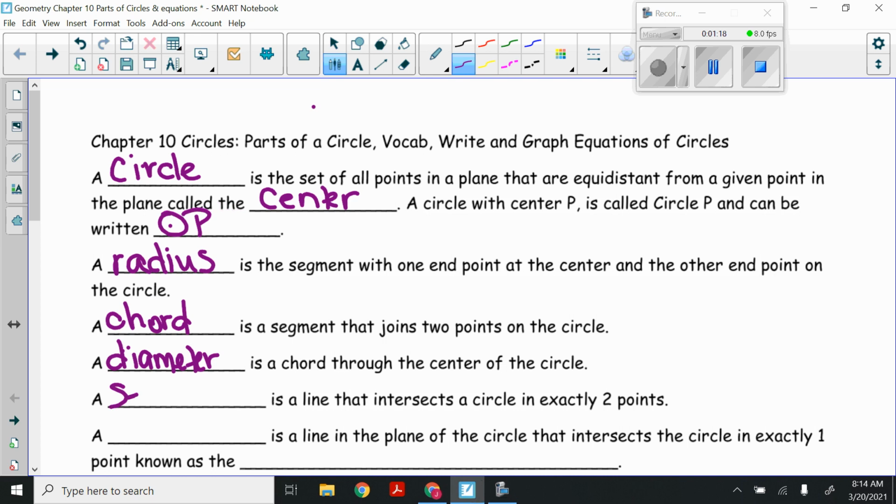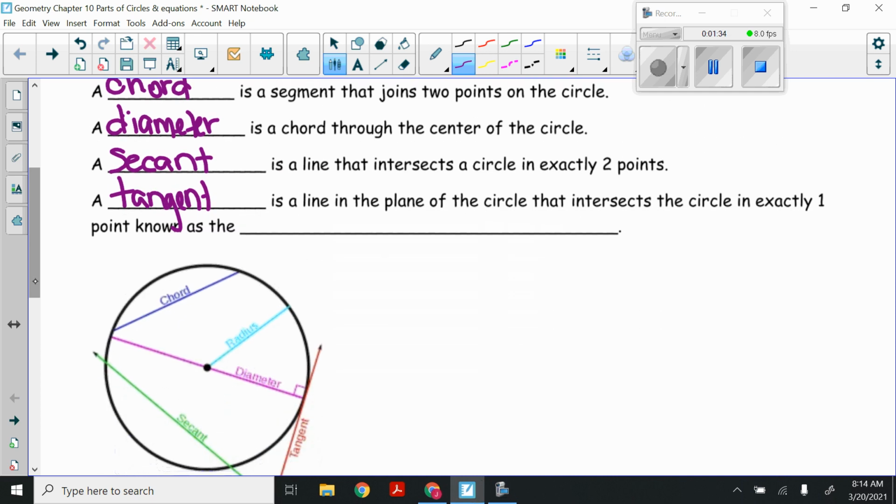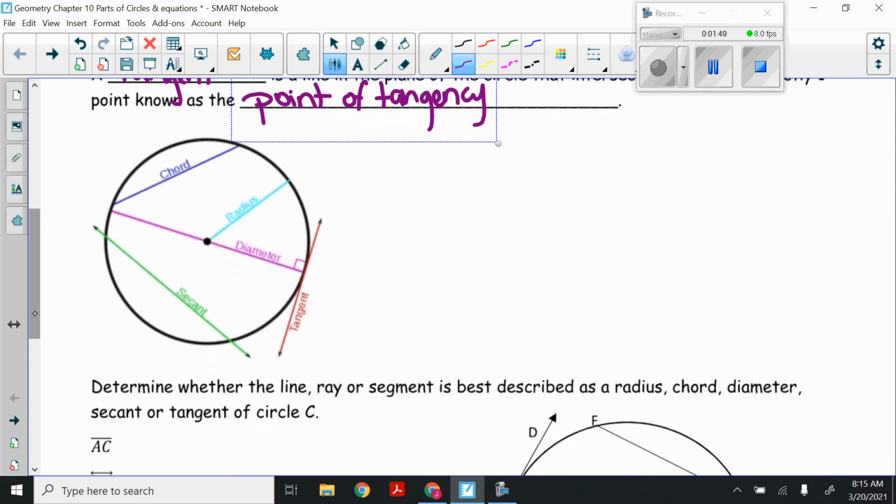A secant is a line that intersects a circle in exactly 2 points. A tangent is a line in the plane of the circle that intersects the circle in exactly 1 point, and that 1 point is known as the point of tangency. And then I just have provided this picture so that we can see an example of all of these.